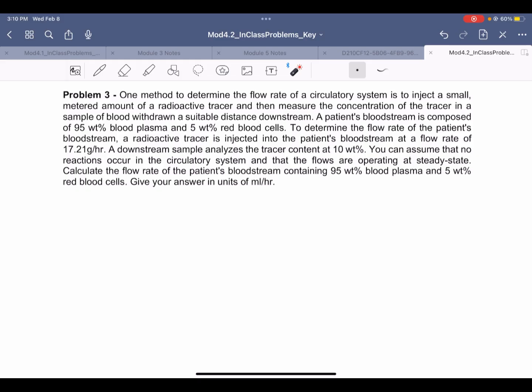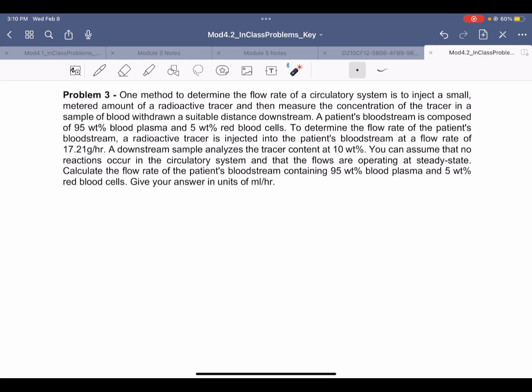This problem is talking about a method to determine the flow rate of a part of the circulatory system by injecting a small metered amount of a radioactive tracer and then measuring the concentration of the tracer in a sample of blood that's withdrawn a suitable distance downstream of where the tracer was injected. We know that in this particular case, a patient's bloodstream is composed of 95% blood plasma and 5% red blood cells, and the physician, in order to determine the flow rate of the patient's bloodstream, injected a radioactive tracer into the patient's bloodstream at a known flow rate of 17.21 grams per hour.